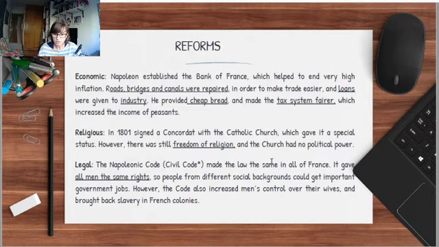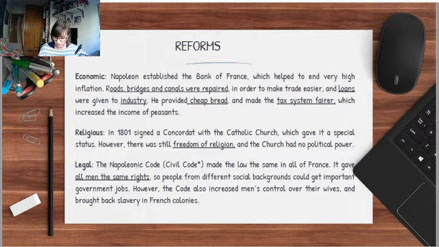And in legal reforms, the Napoleonic Code made the law the same in all France. It gave all men the same rights, so people from different social backgrounds could get important government jobs. However, the code also increased men's control over their wives and brought back slavery in French colonies.